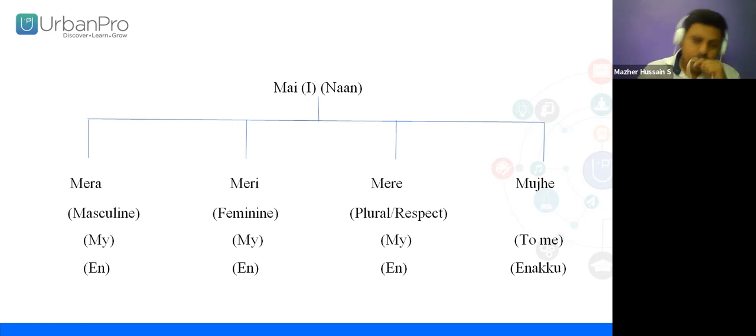In Tamil we say yenakku. We don't have this word in English, because we always use I, even if you want something or want to do something. But in Hindi and in most of the Indian languages, we have this word, mujhe. Mujhe means to me. So from the first person singular, which is I, we can derive mera, meri, mere, and mujhe. I hope you understood.